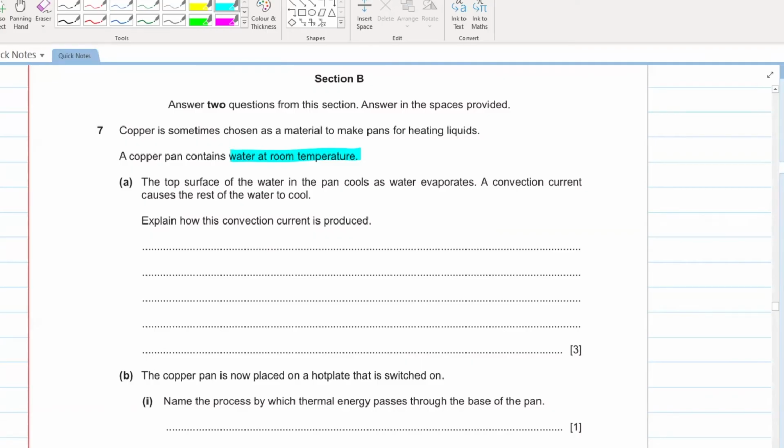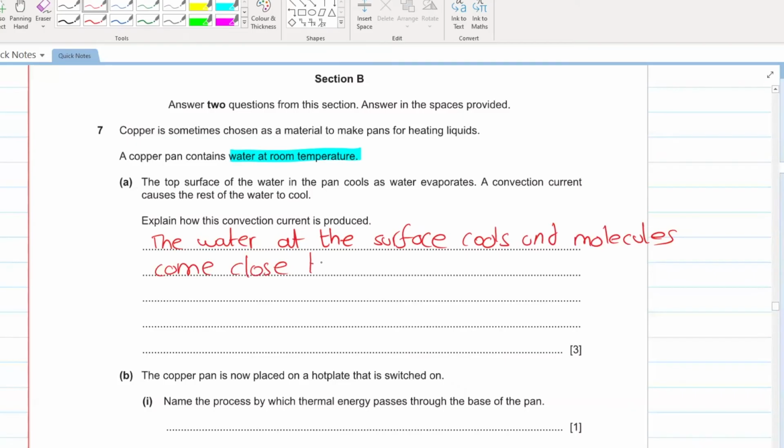So what will you say? The surface water cools and it contracts. The surface water cools and the molecules come closer together. You can say the water at the surface cools and molecules come closer together. Simple as that.